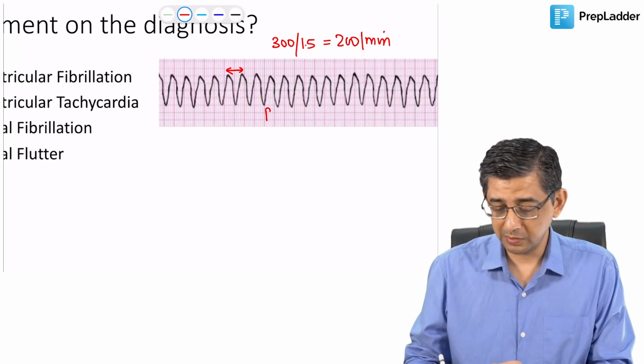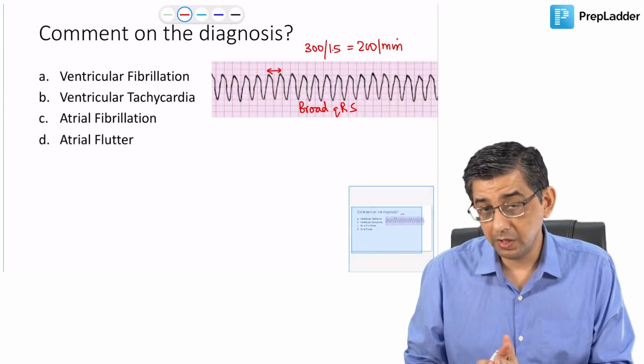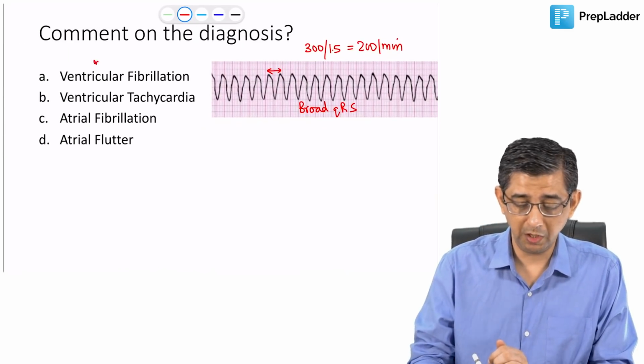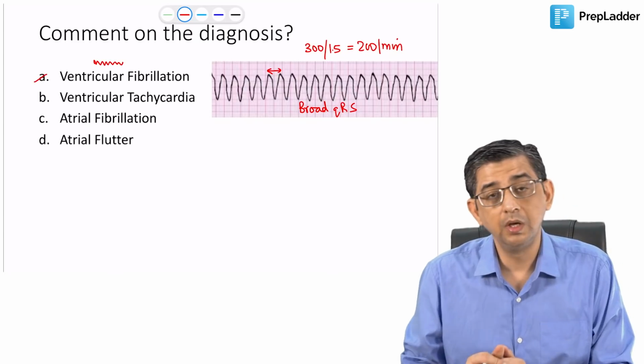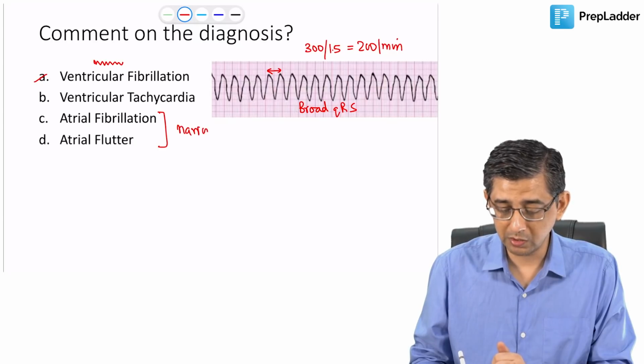You will notice that this person is having a broad QRS complex, which makes the diagnosis very easy. If you look at option number A, ventricular fibrillation, it will be having twitching activity, so it is ruled out. Whereas options C and D both will be having a narrow QRS complex.